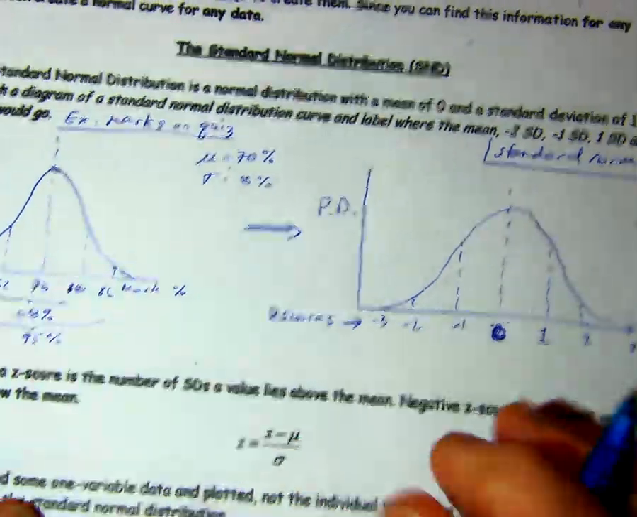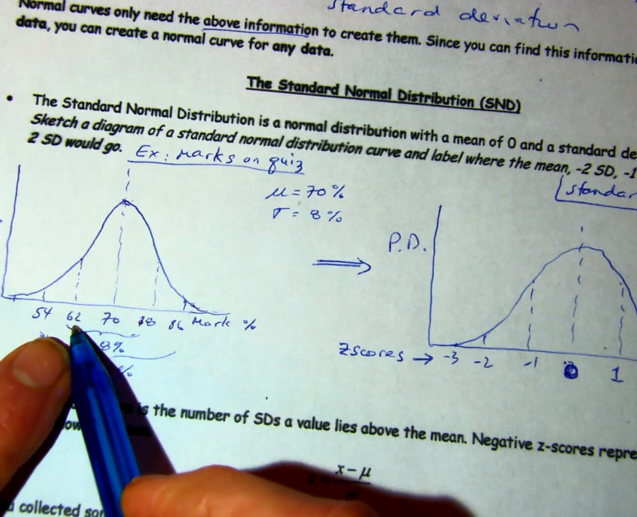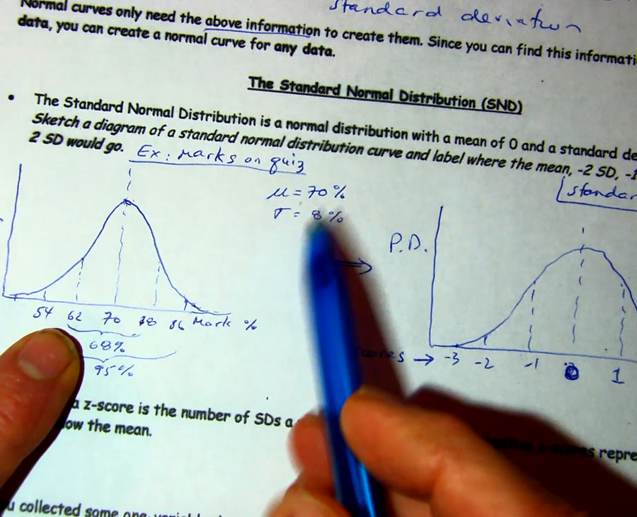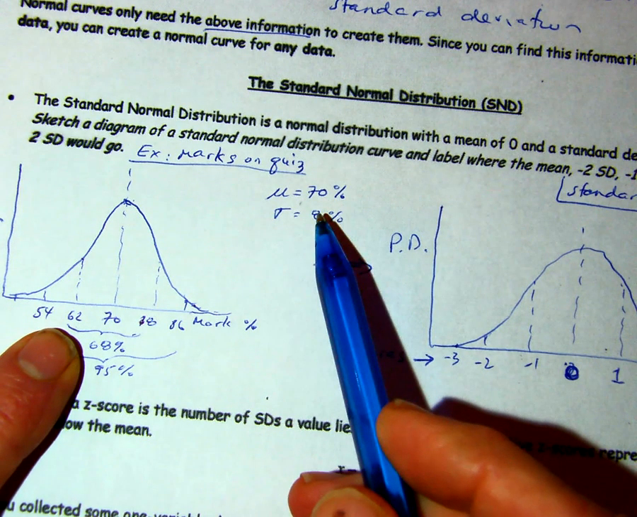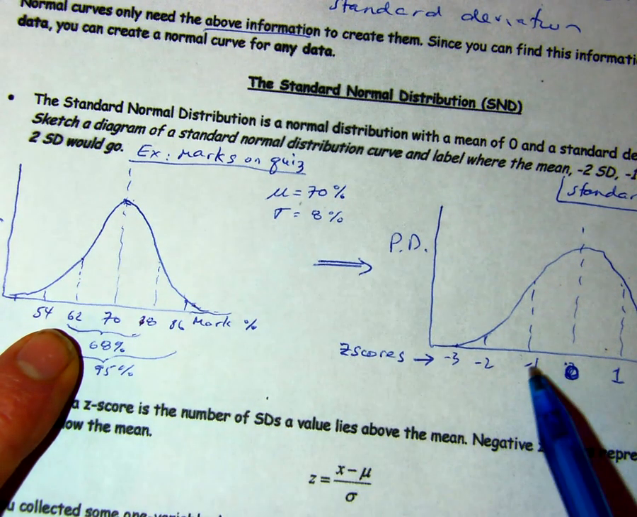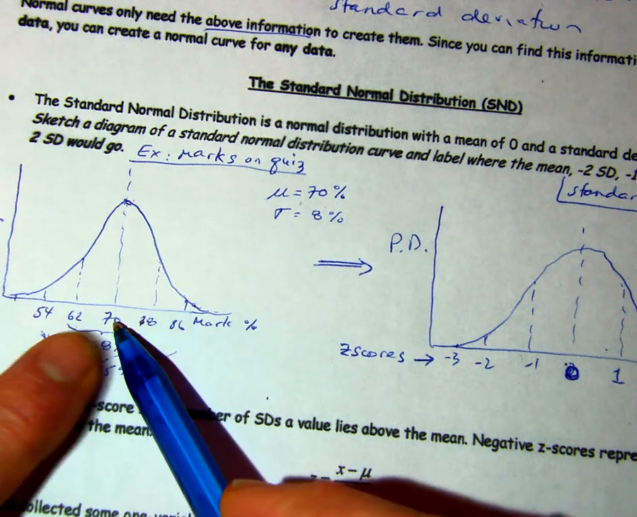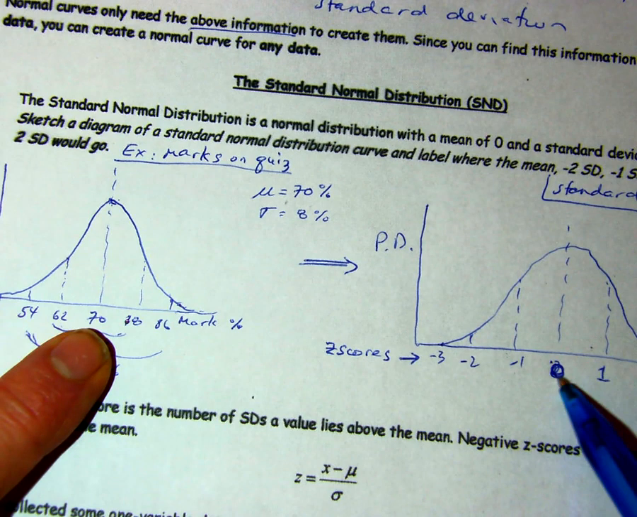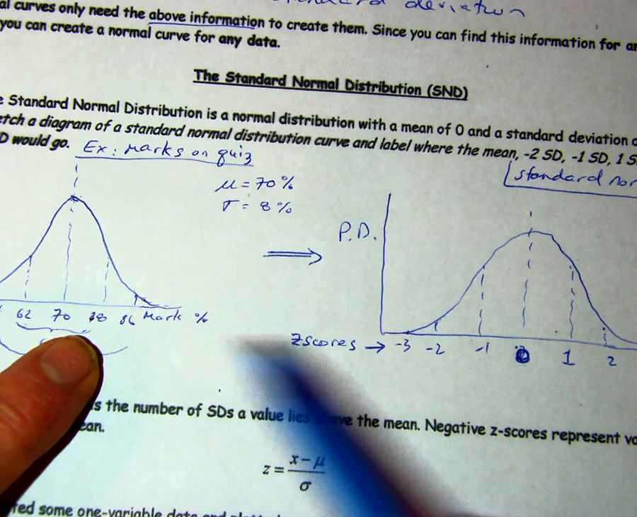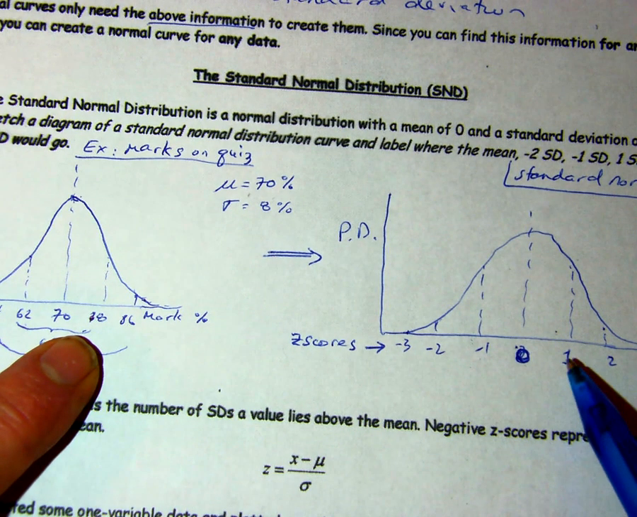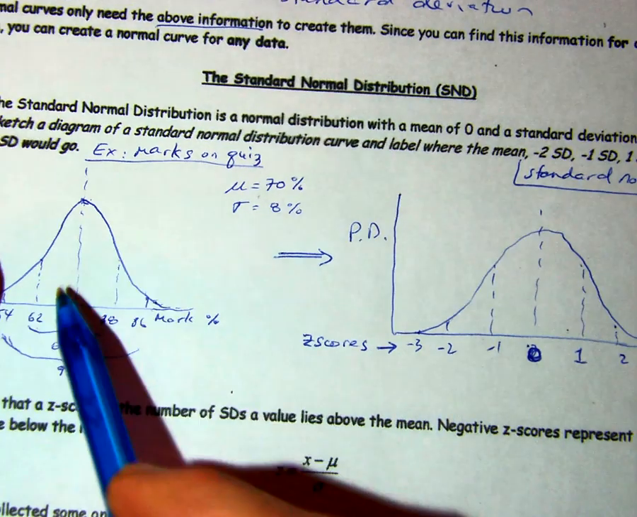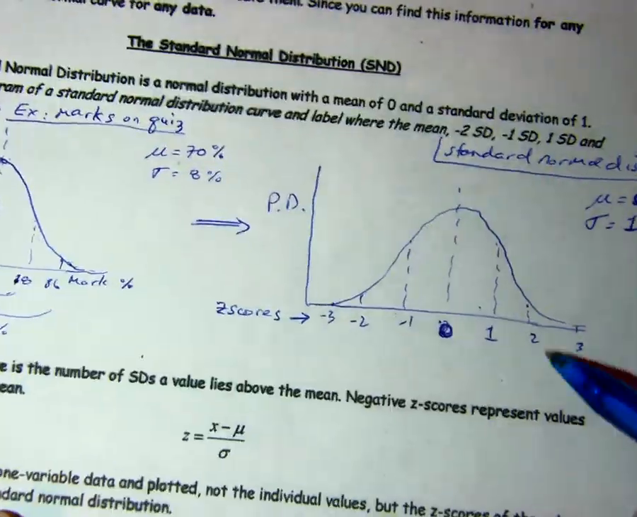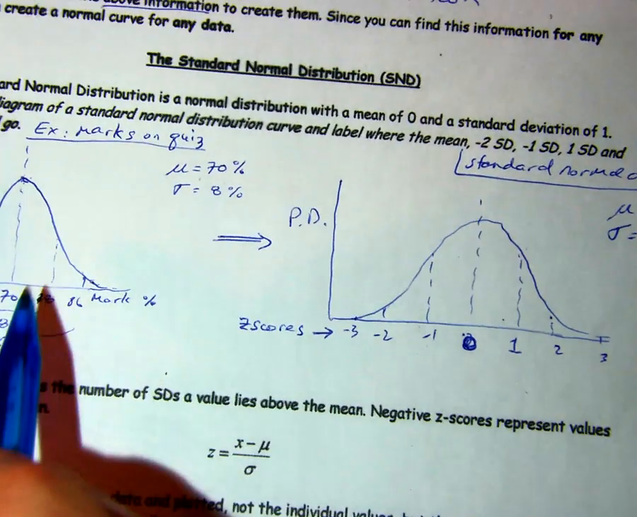Okay, but for example, if you get a mark of 62, you're 1 standard deviation below the mean, right? So a mark of 62 corresponds to a z-score of -1. A mark of 70, when you're right on the mean, corresponds to a z-score of 0. You're right on the mean. A mark of 78 corresponds to a z-score of 1. You are 1 standard deviation above the mean. So we're not going to use the actual marks. To do calculations, which I haven't explained yet, we're going to use z-scores.